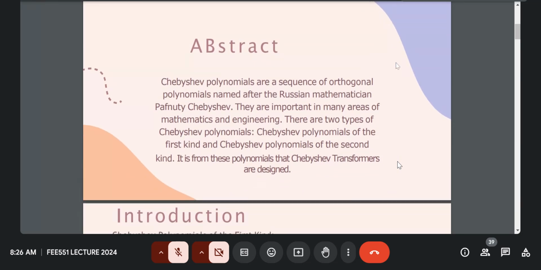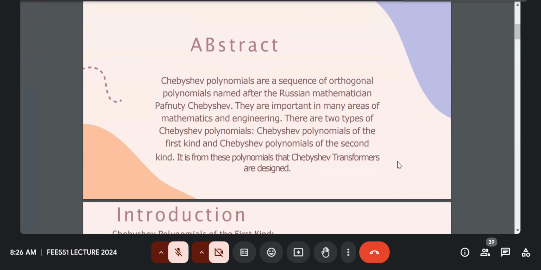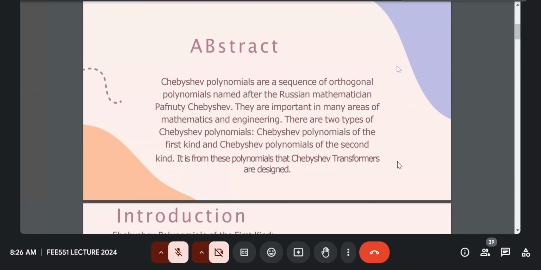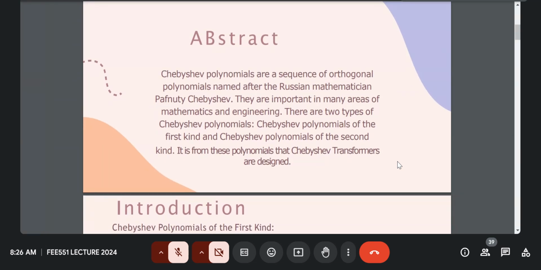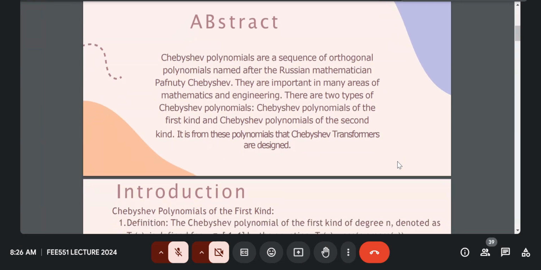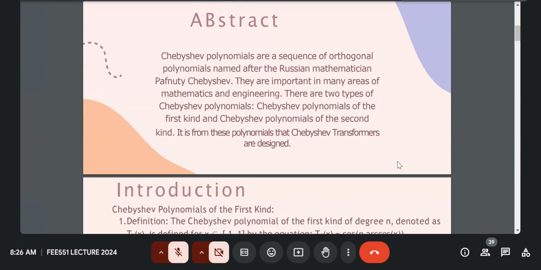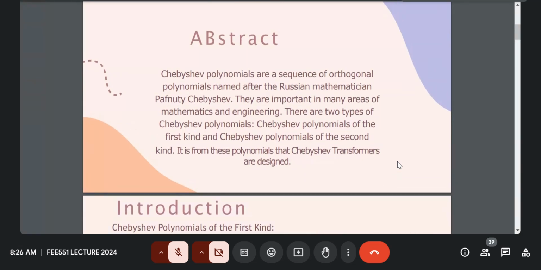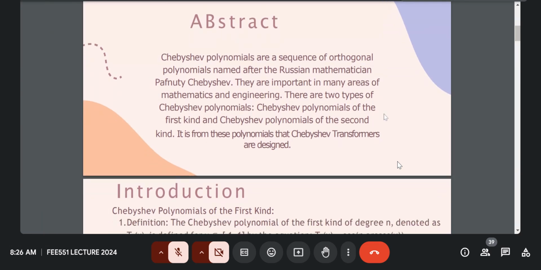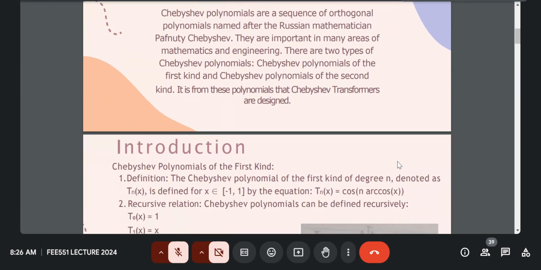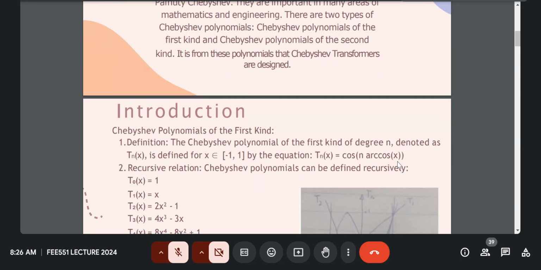So to begin with, it was named after a Russian mathematician Pafnuty Chebyshev, and is applied in areas of mathematics and engineering. There are two types of Chebyshev polynomials: the first kind and the second kind. Chebyshev transformers are designed from these Chebyshev polynomials. Next, Tony.